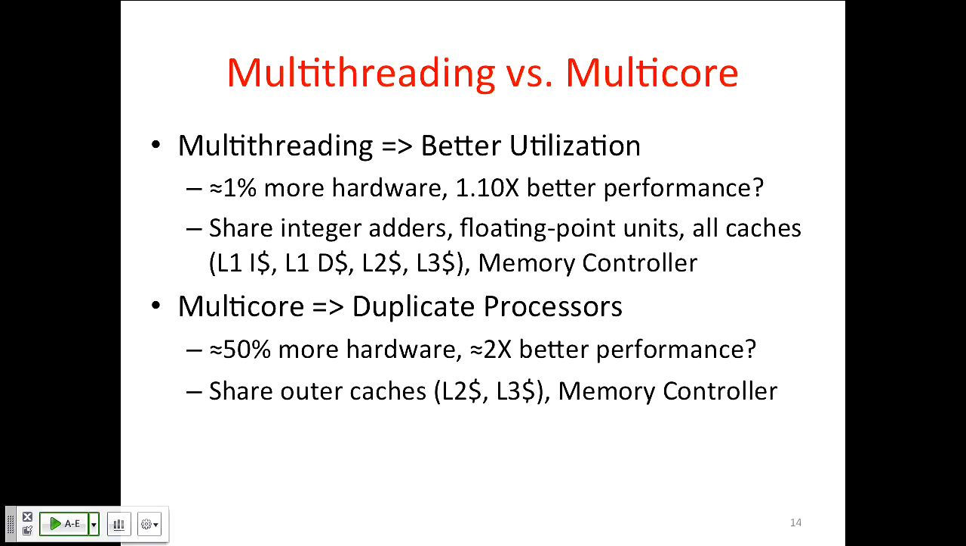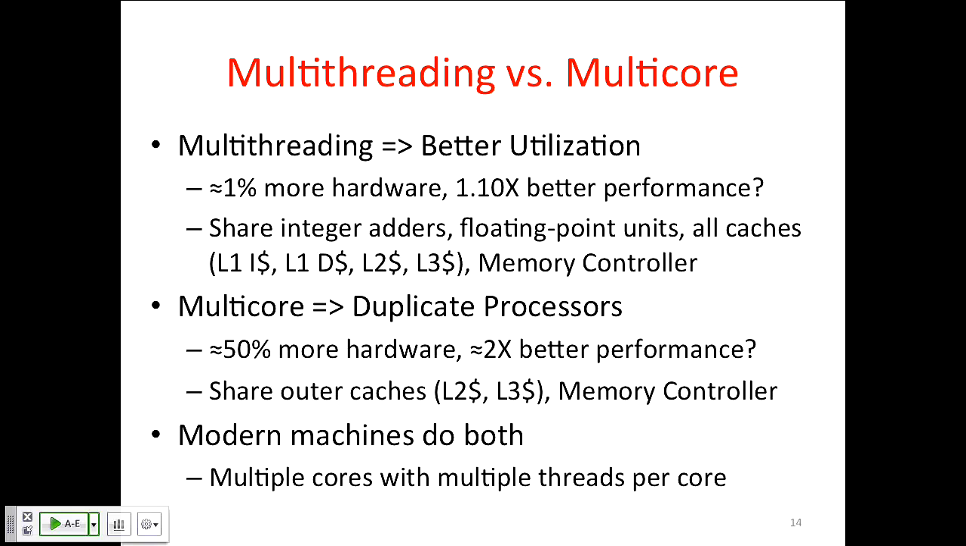So you can imagine one thought exercise: I could either have 2 cores with 1 thread or 1 core with 2 threads. So 1 core with 2 threads is going to be a lot smaller, but the performance improvement is going to be less. 2 cores with 2 threads is going to be a lot faster, but it's going to cost you a lot more in area. And in practice, all modern machines do both. So every core has some degree of hardware threading, and then you have multiple cores. Right? That's sort of standard on every machine.